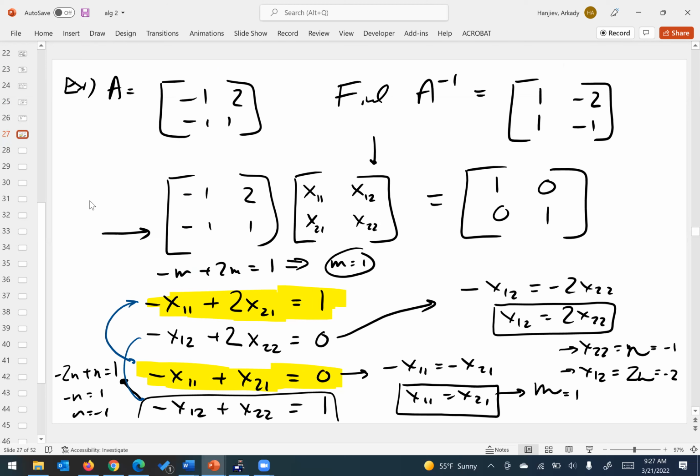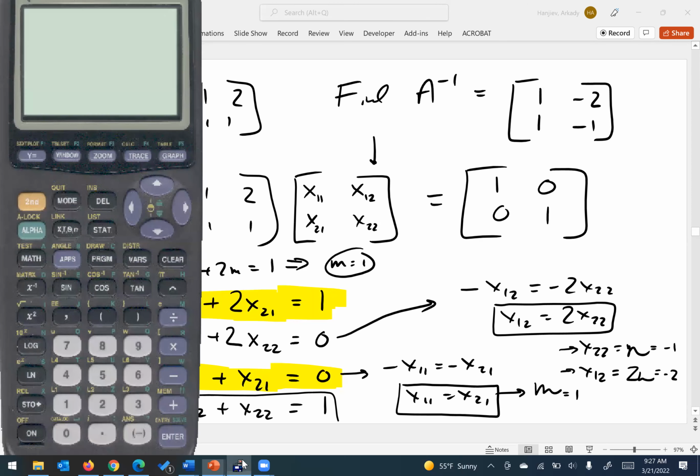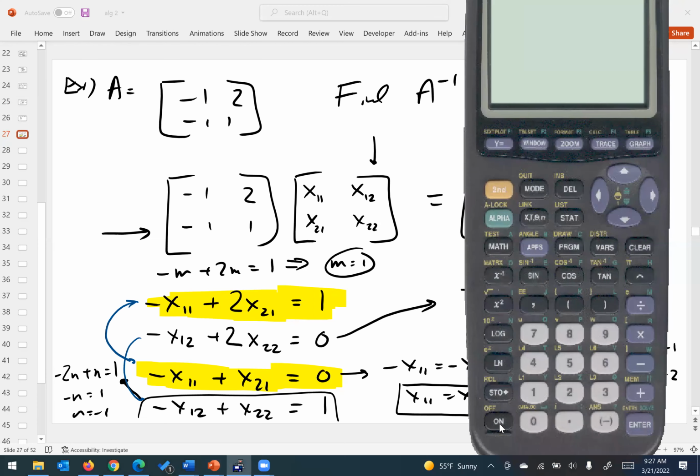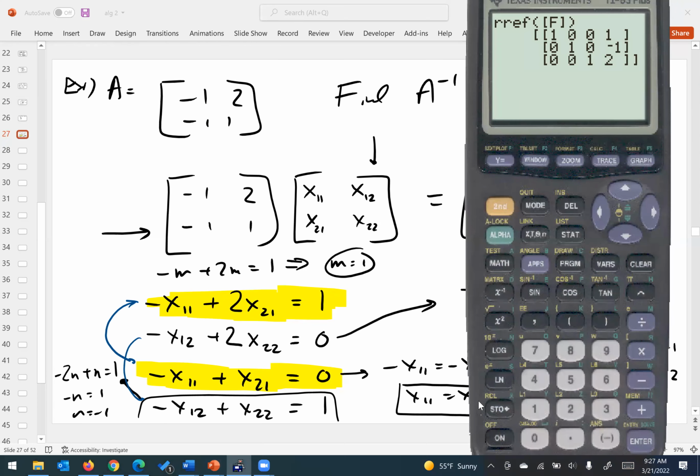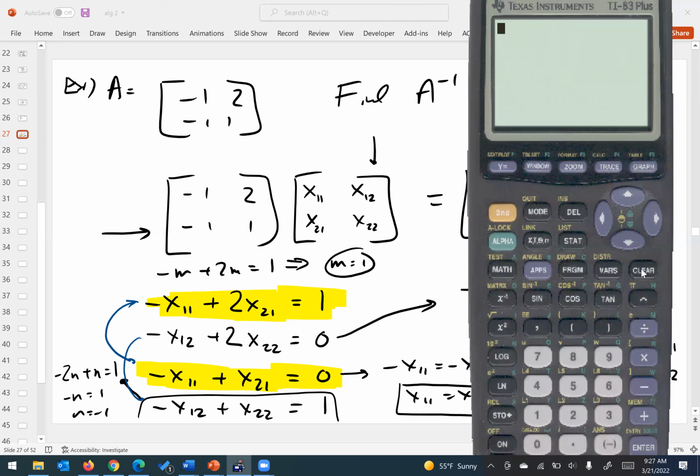So let's make the yellow highlighted ones. Let's just punch them into a calculator real quick and see if we get what we need. So let's move it over. Let's see if we can do it in our mind here. The augmented matrix here should be -1, 2, 1, -1, 1, 0. Everybody agreed?